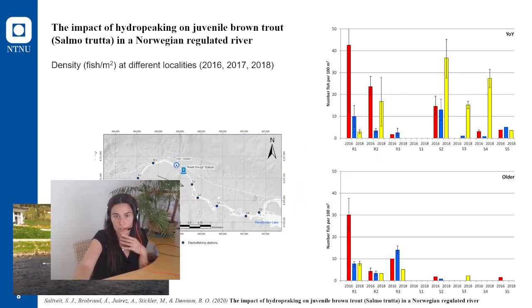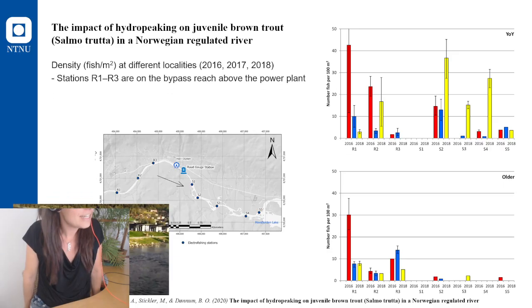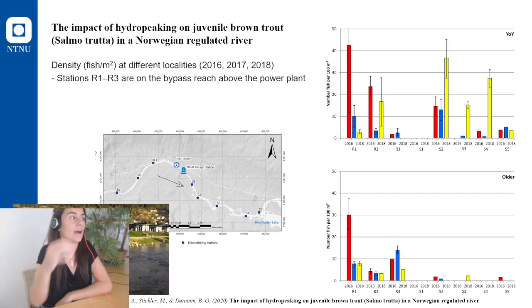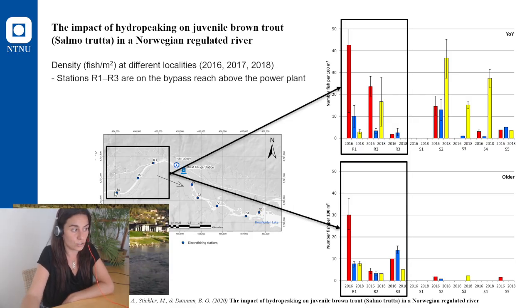I'm going to put myself here to show you better. So these are the results. And what do we see? We see that stations R1, R3 are on the bypass reach above the power plant. You see stations R1, R2, R3 are measurement stations below the power plant. The flow is going this way, no? So when they measure upstream of the power plant, they find two things.